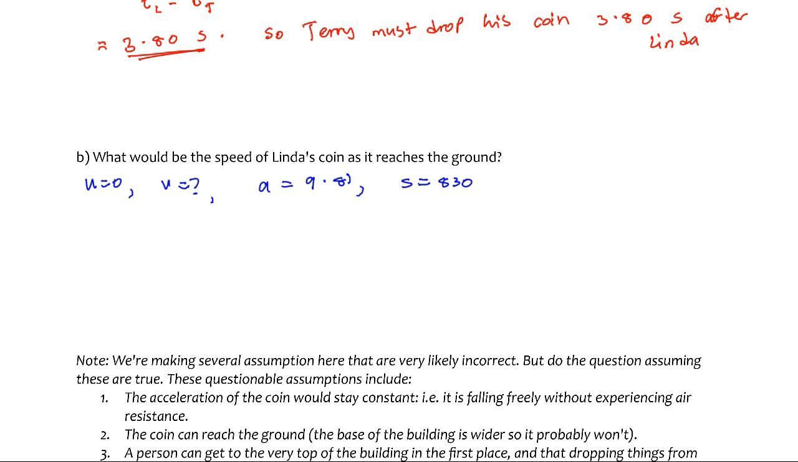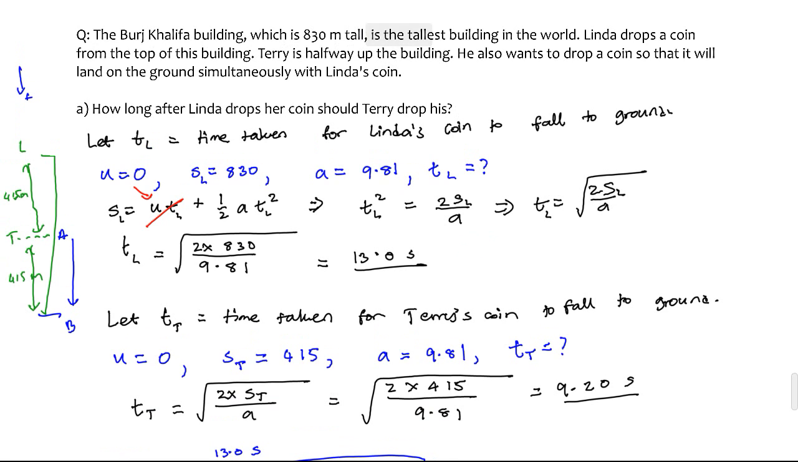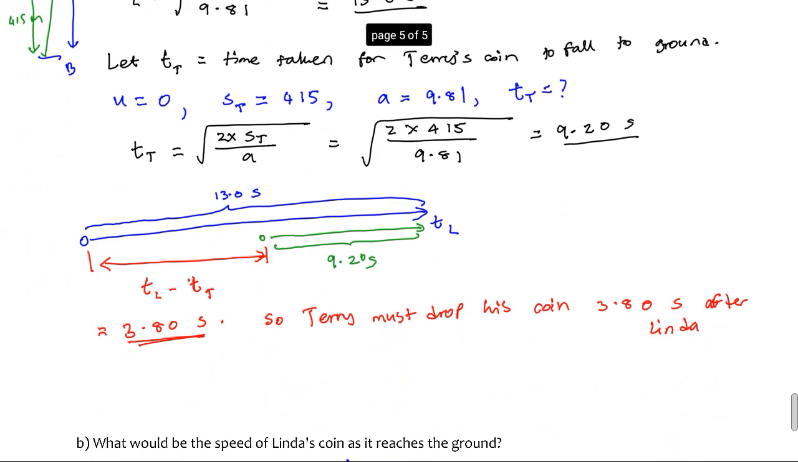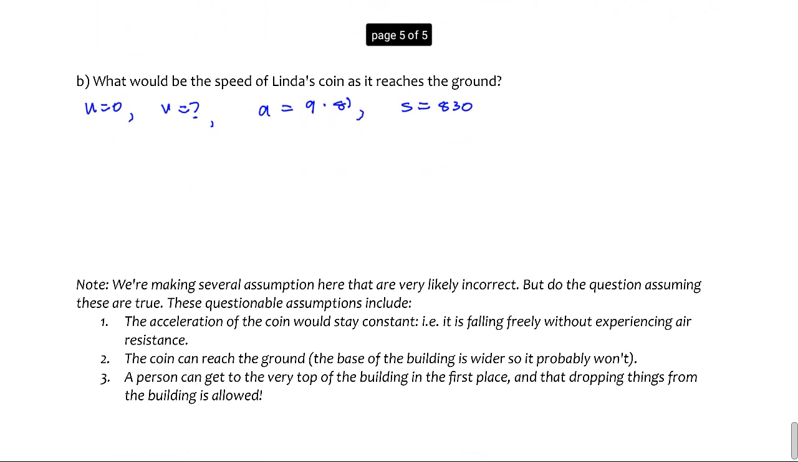So here, even though I could use the time it takes for Linda's coin to fall, which I calculated earlier, and then use v is equal to u plus at, I'm not going to do that because that is not a value that was originally given to me. So I'm going to just use these values, and I'm going to use v squared is equal to u squared plus 2as.